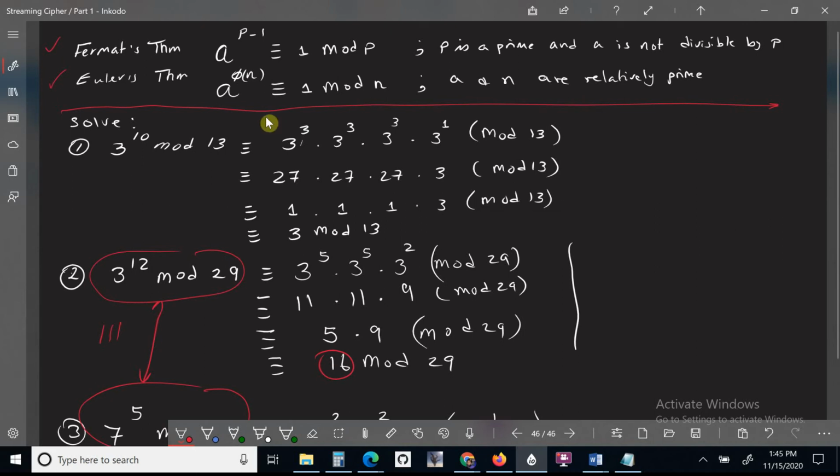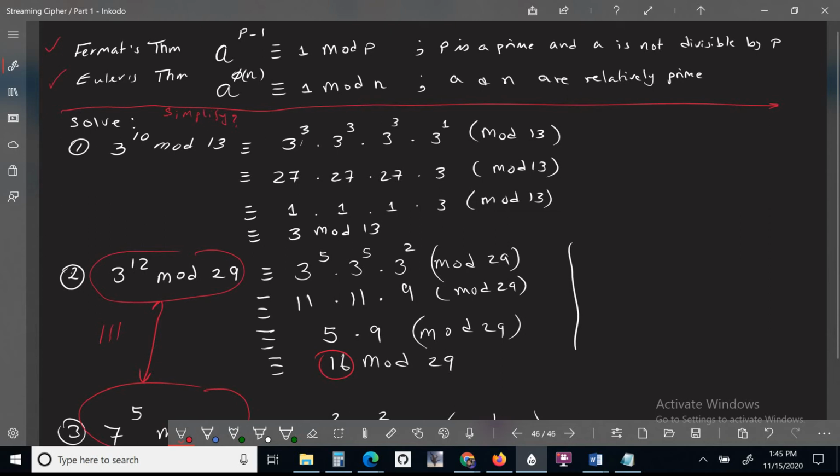So we have 3 to the power 10 mod 13. So the question is to simplify this one or find the congruent. So 3 to the power 10, of course, is 3 multiplied by itself 10 times.